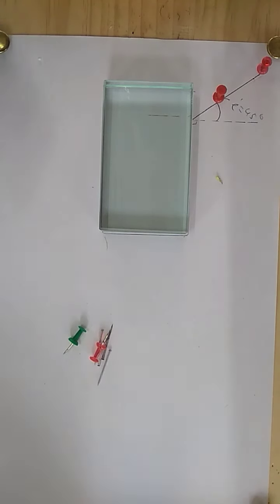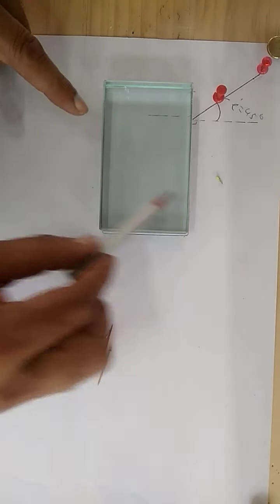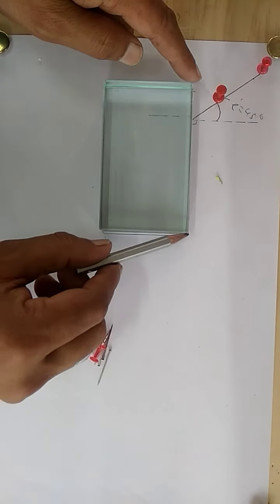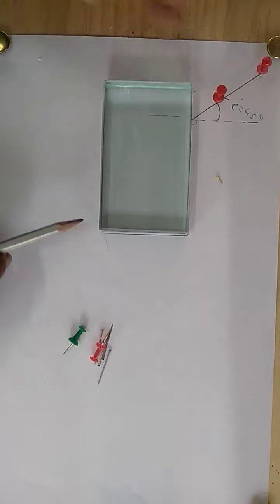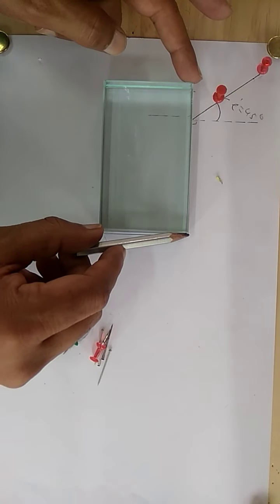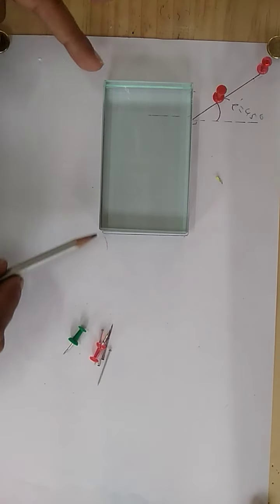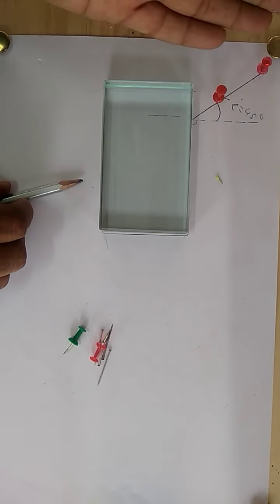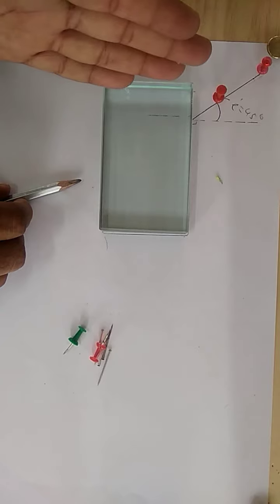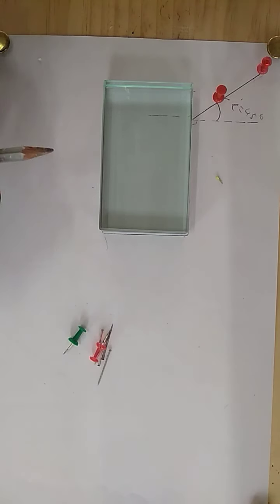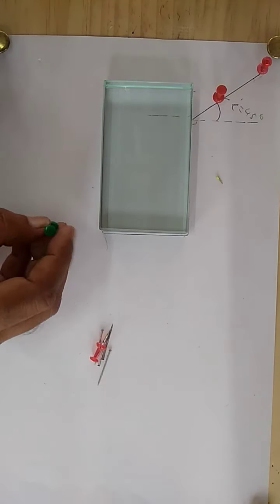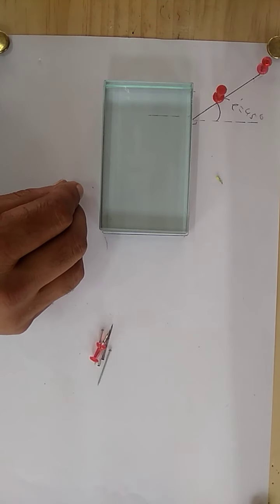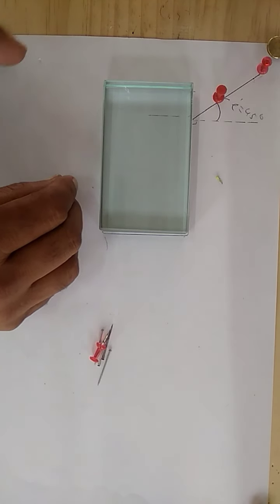Now see these two pins from the opposite face. This is face AB, and this is face CD. The light ray will enter through this AB face, and its opposite face is the CD face. When we see from the CD face, the images of these two pins are seen here. Then we will put a third pin such that the three are collinear.